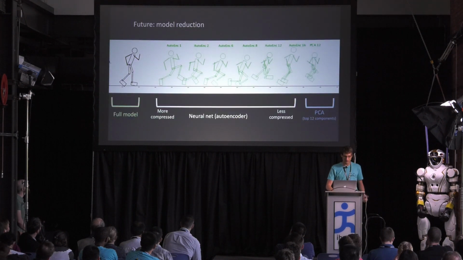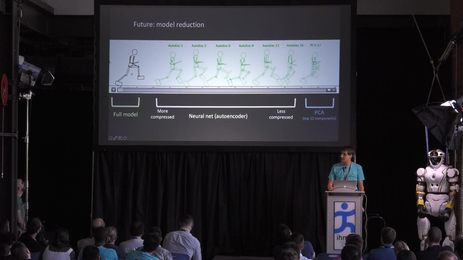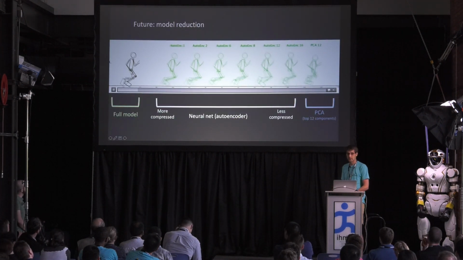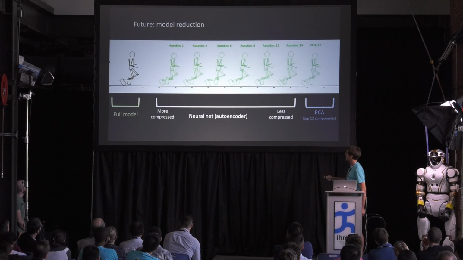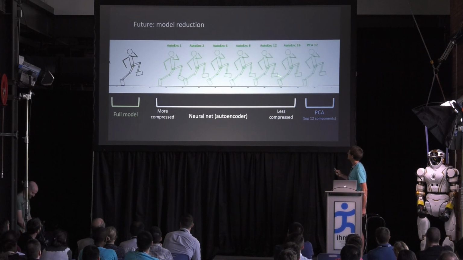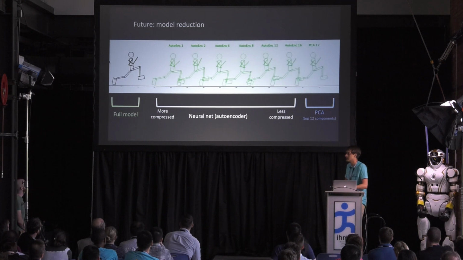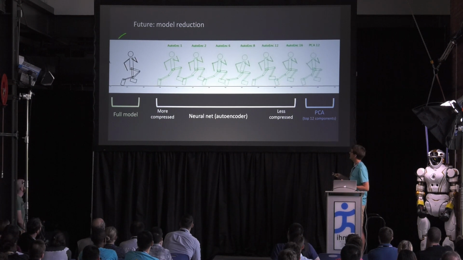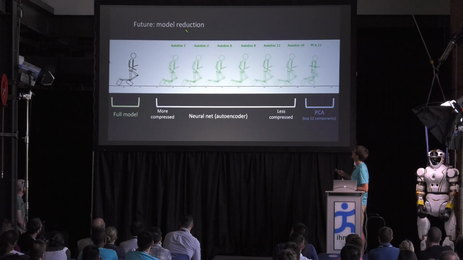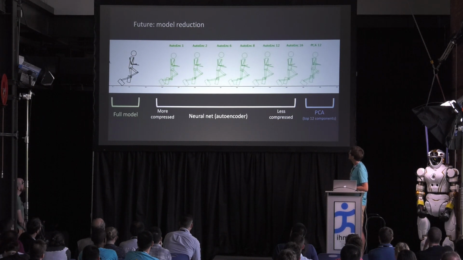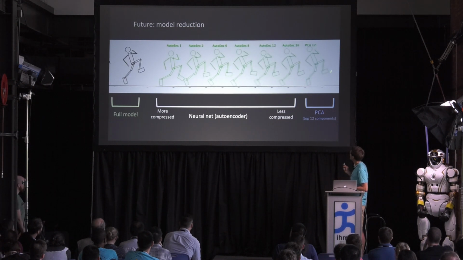One of the things I'm thinking about for the not so distant future is model reduction. Here's a runner following some trajectory, and here are ones where the state has been compressed and then brought back up, from 72 numbers down to 1 and back up to 72, or 2, 4, 6, whatever. These are done with neural networks. This one's done with PCA.